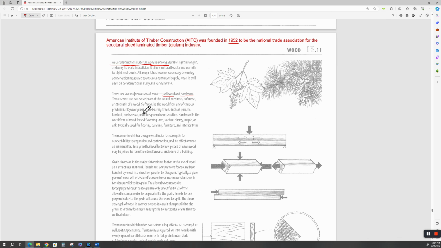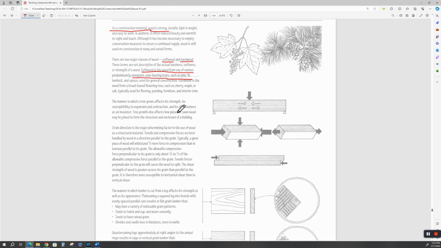All right, softwood is the wood from various predominantly evergreen and cone-bearing trees such as pine, fir, hemlock, spruce, and it's used for general construction. Your studs and joists and such in typical wood framing will be softwood. Hardwood is the wood from a broad-leafed flowering tree such as cherry, maple, oak, walnut, pecan. It's typically used for flooring, paneling, and furniture and interior trim. And most of the interior trim you're going to get now is pine. It's softwood. We're talking about some expensive interior trim here, but high-end architectural trim might be hardwood. You get it from a mill.